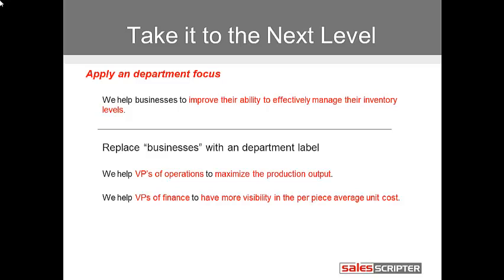So we help VPs of operations to maximize the production output. We help VPs of finance to have more visibility in the per piece average unit cost. So it's a more financial value point. And again, that's a level of sophistication.